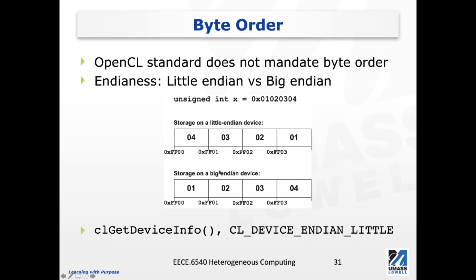In contrast, big endian devices will store these bytes in the opposite order. Specifically, we will store the most significant byte of that number at the lowest address. This is FF00. And then the second most significant byte will be stored at the next address, at address FF01. And finally, the least significant byte will be stored at the highest address. You can find out the endianness of an OpenCL device using clGetDeviceInfo.